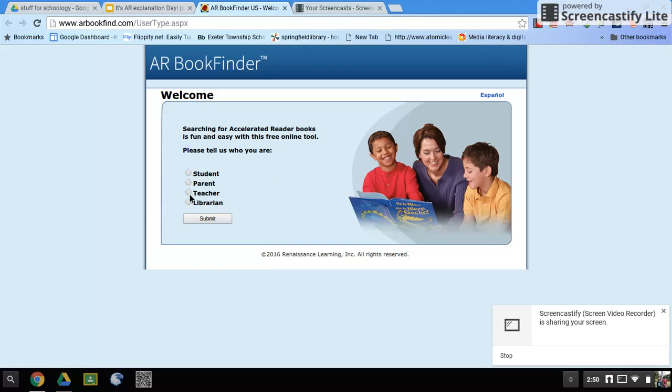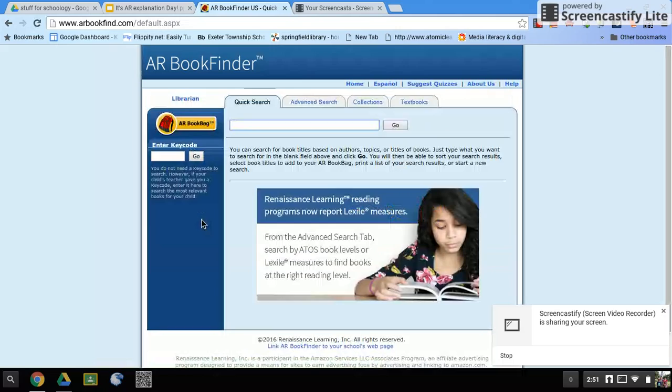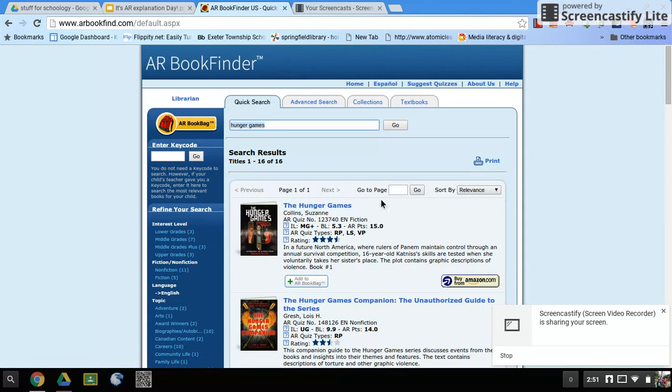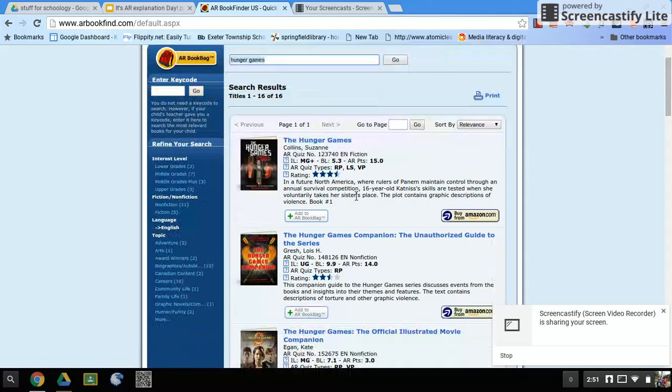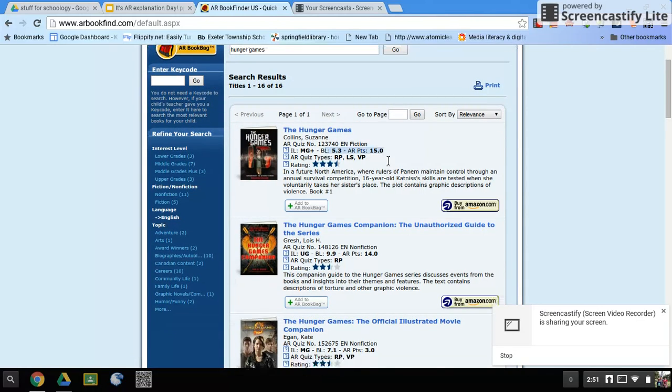Are you a student, parent, teacher, or librarian? I'm a librarian, so I'm going to click that. You would click student because that is what you are. And then if you're looking for a book, you could type in, again, Hunger Games, and click enter. Here you would click the title of the book, and you would find right here again, the level is 5.3 and it's worth 15 points.